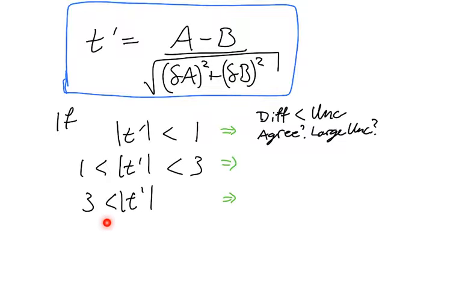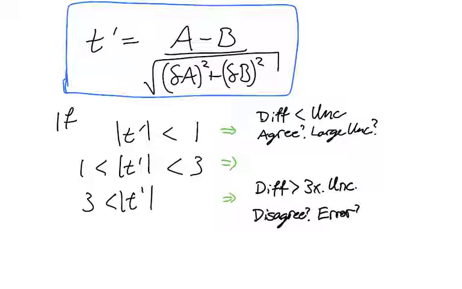If t is greater than about 3, then the difference between the two means is greater than about 3 times the uncertainty, which suggests they're probably different. The numbers might disagree, or you might have made a mistake. There may be a systematic error somewhere, or there could be something physically going on that you hadn't seen before. And if it's somewhere between 1 and 3, we just say that that's in tension, and it's unclear whether it agrees or disagrees.